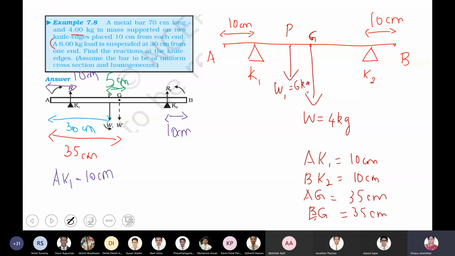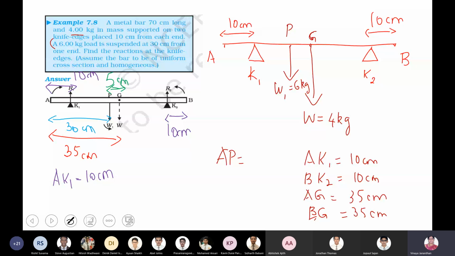So what is the distance A to P? Surya, what is the distance from A to P? Ma'am, P is the point 30 centimeter. Okay, 30 centimeter, fine. Now what is the distance P to G? Surya? 5 centimeters. Boys, are you clear of this question?